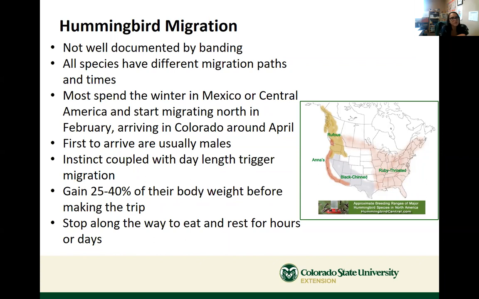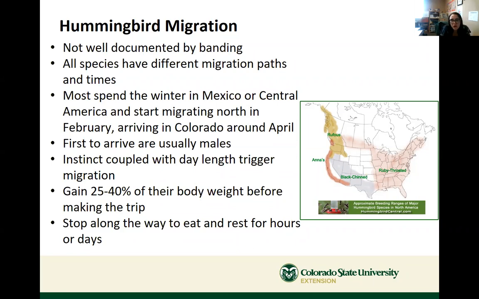What triggers them to start their migration? Of course, it's instinct coupled with day length. They can tell that the length of the day is changing, and that will trigger them that it's time to move north. Before they make the trip, they'll gain 25 to 40% of their body weight so that they have tons of energy and fat stores to burn off during the long trip. And of course, they'll stop along the way to eat and rest. We're at a lower elevation here in Pueblo, so they're kind of just stopping on their way to the mountains when we see them here.